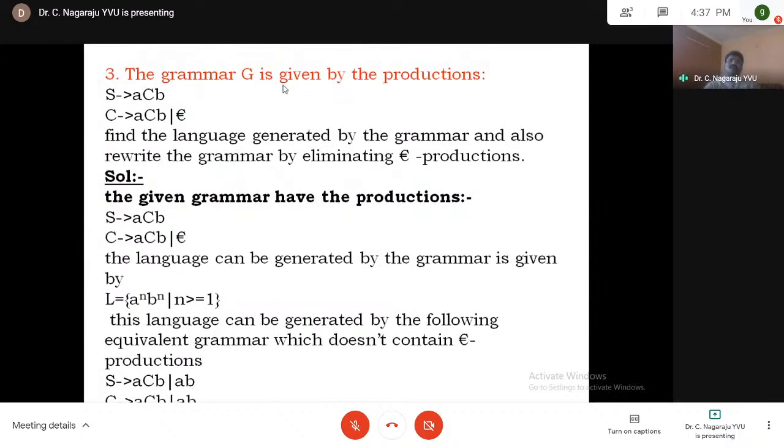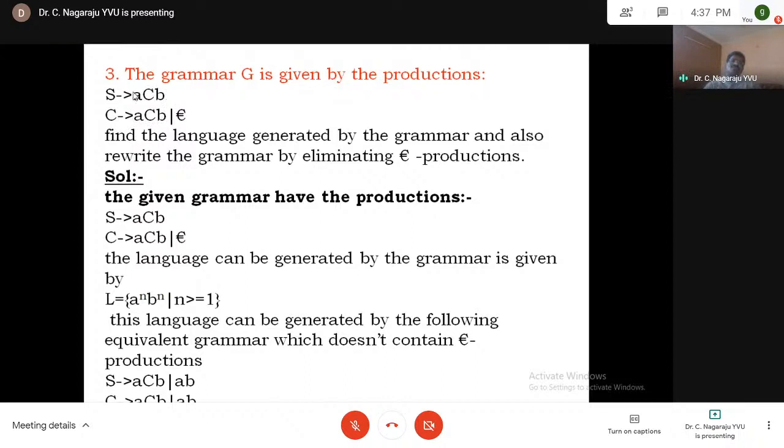The third grammar is given in productions. The same thing, S is equal to ACB, C is equal to ACB or F. Find the language generated by the grammar and also rewrite the grammar by eliminating epsilon production. Actually, suppose in a DFA you have to remove the epsilon. So if you want to remove the epsilon, you have to rewrite another grammar, in another form.